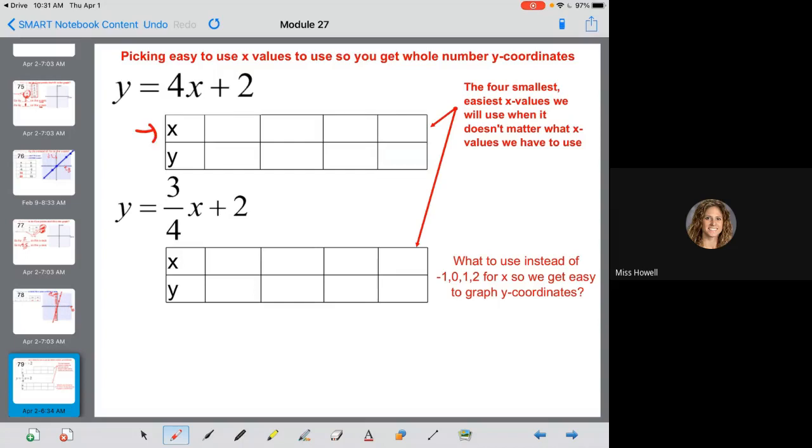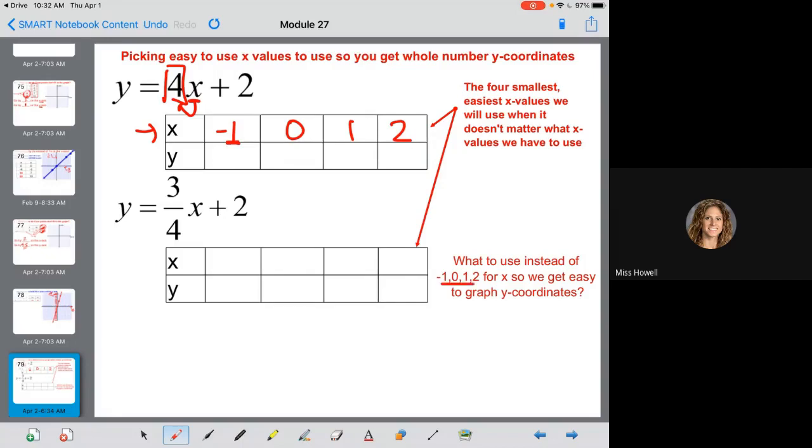Now, a reminder from our previous lesson: we want to try to pick out x's that are simple, easiest to use. So -1, 0, 1, and 2 would be my suggestion. They give you the best chance to get the smallest numbers possible so that you don't have to do that renumbering. But I also want at least one of these x's to be negative, just to see what's going on on both sides of our origin. And in this case, since what's in front of x is not a fraction, we can use those.